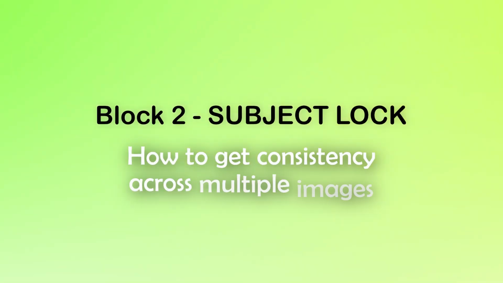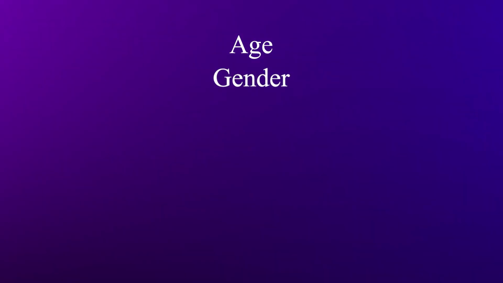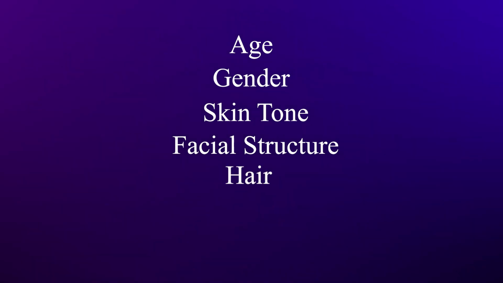Block 2. Subject lock. How to get consistency across multiple images. Lock down age, gender, skin tone, facial structure, hair, clothing and pose. This stops face drift. You can have the same character every single time. This is essential for branding.